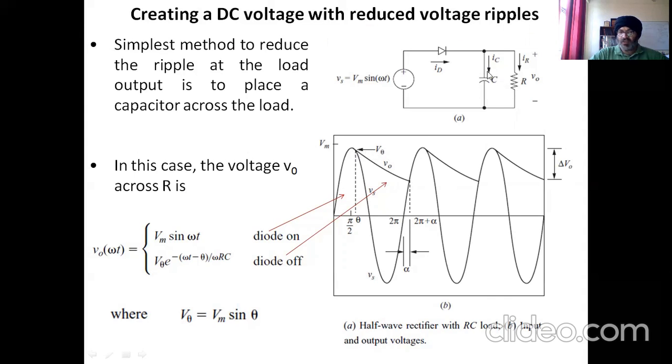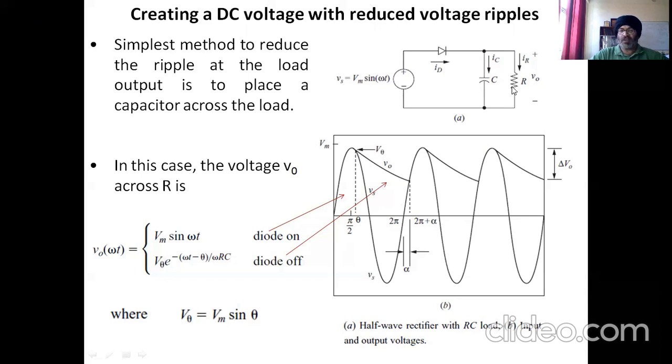If the RC constant is very small, the discharging of the capacitor will be very fast. So more ripple will be seen at the output. So depending upon the value of the capacitor and the value of the load resistor, we can decide upon the smoothening of the ripples. Smoothening means removing the ripples.